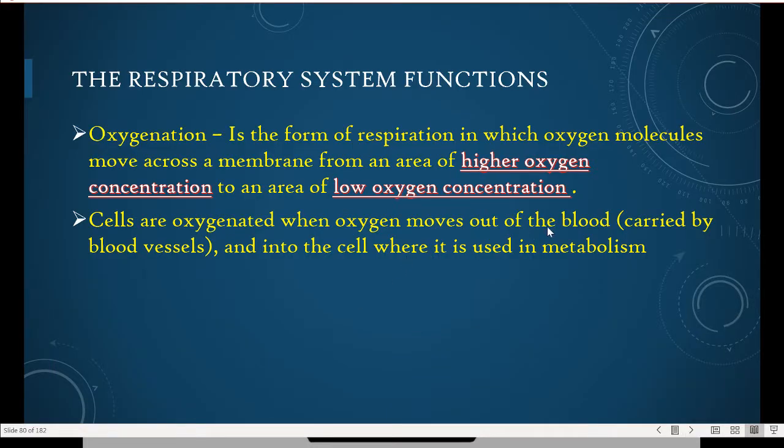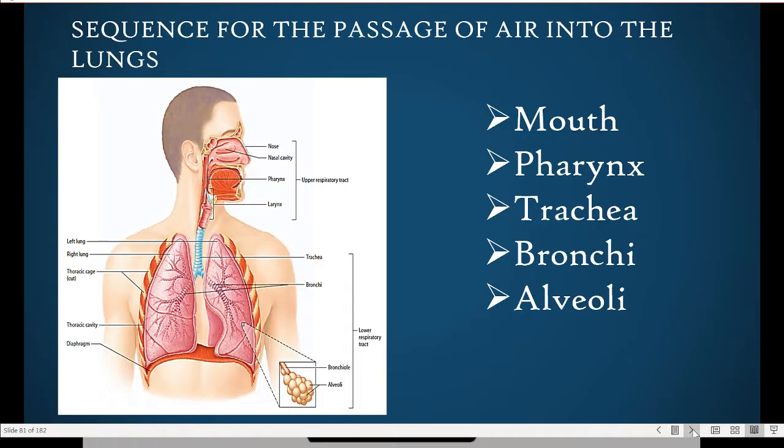And then we talked about cells, and so cells are oxygenated when oxygen moves out of the blood, and that is correct. And then the oxygen can be metabolized, and that's what happens. We'll explain that at a later time.